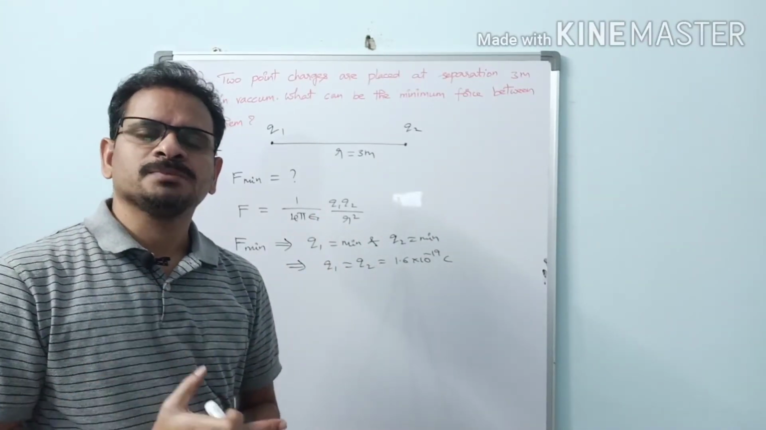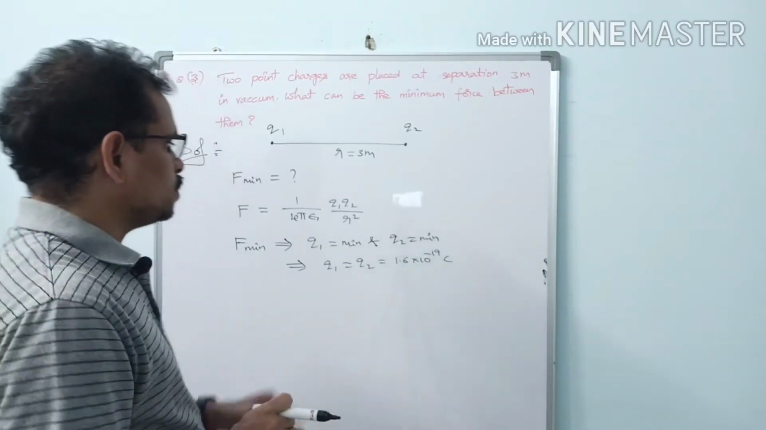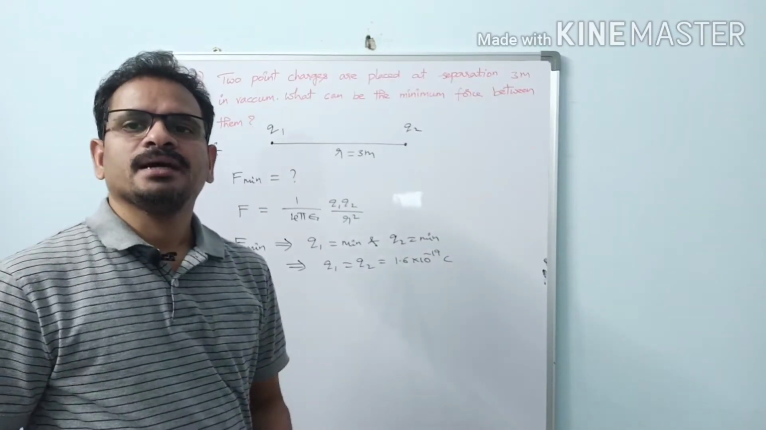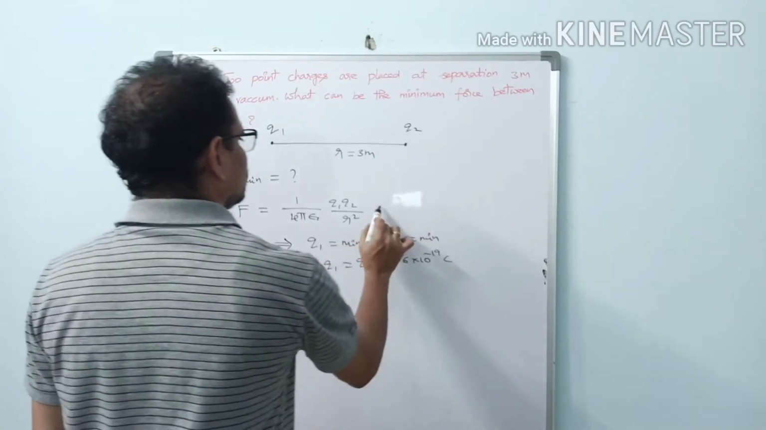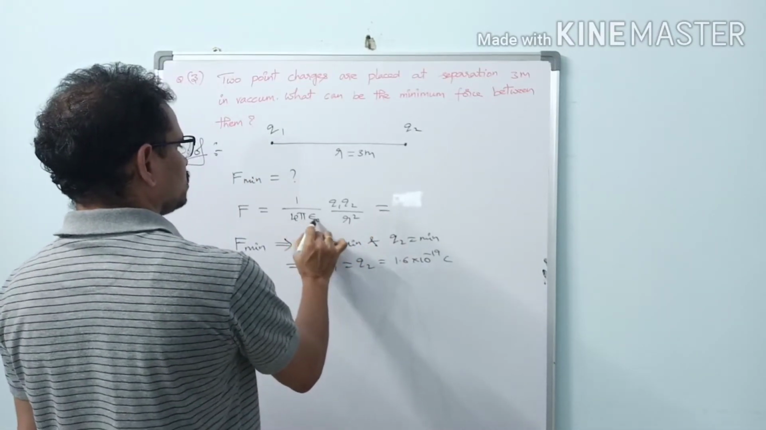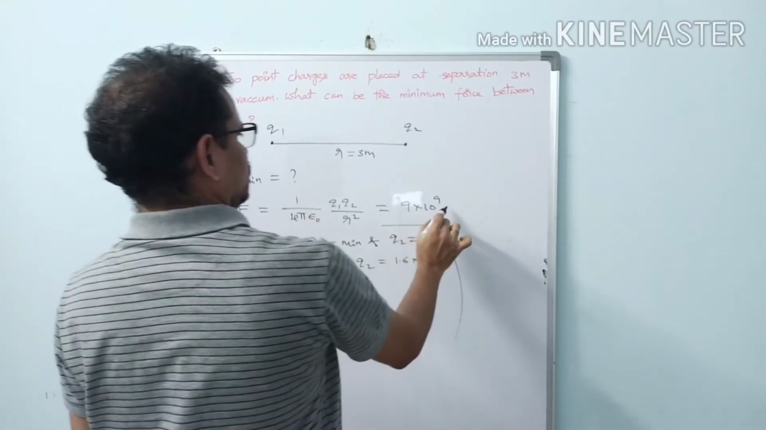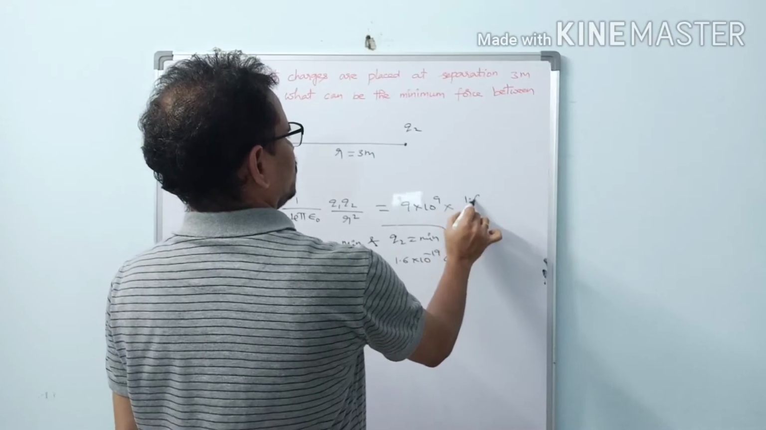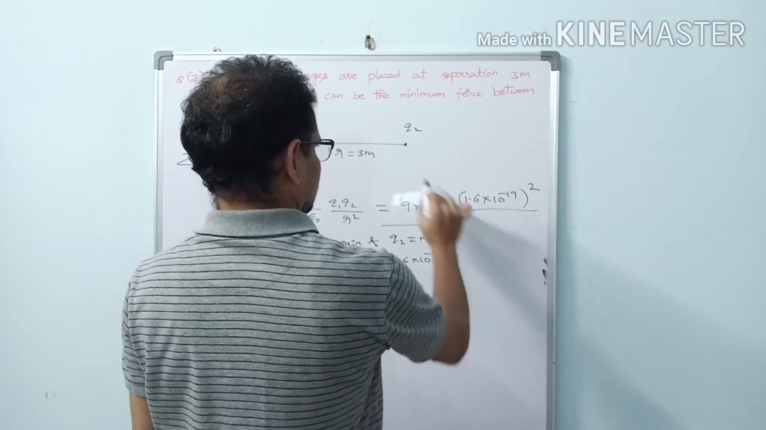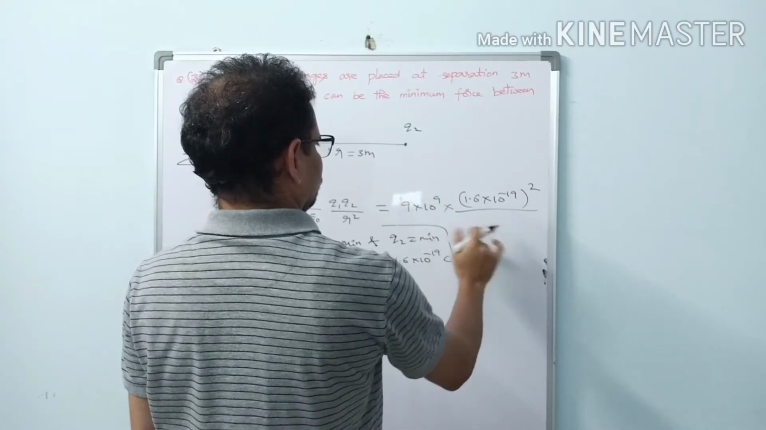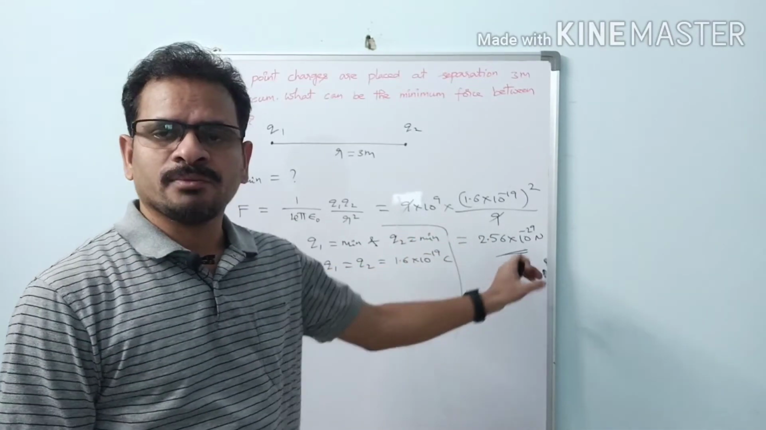And what is the minimum possible charge in our universe? It is the charge of an electron. So Q1 and Q2 must have the charge of an electron. Let us substitute here. 1 by 4 pi epsilon naught is equal to 9 into 10 power 9, into Q1 Q2, so 1.6 into 10 power minus 19 whole square by R square. R square is 3 square, that is 9. Solving this, we get 2.56 into 10 power minus 29 newtons.